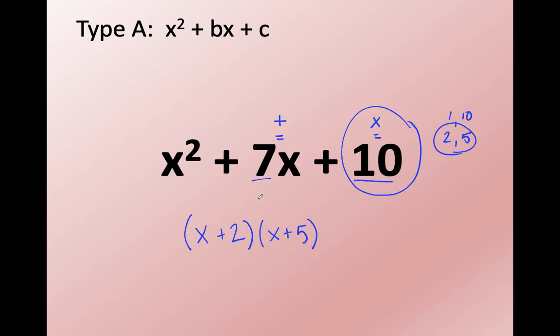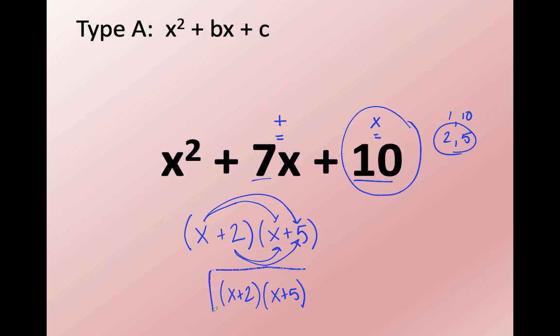Since x times x is x squared, x times 5 is 5x, 2 times x is 2x, and then when we add those together we get our 7x, and then 2 times 5 is 10. So that is our binomial factors, and our final answer you would just need to write x plus 2 times the quantity x plus 5. And it doesn't matter which order these binomials are in our answer.